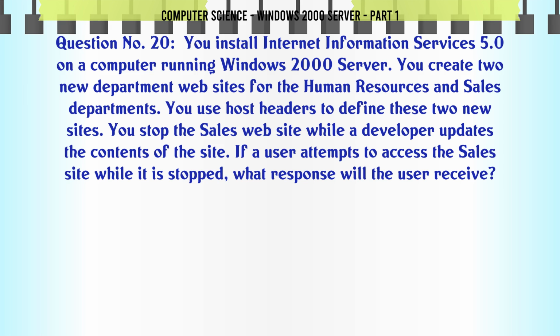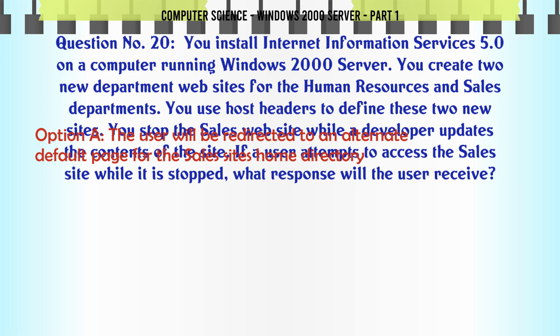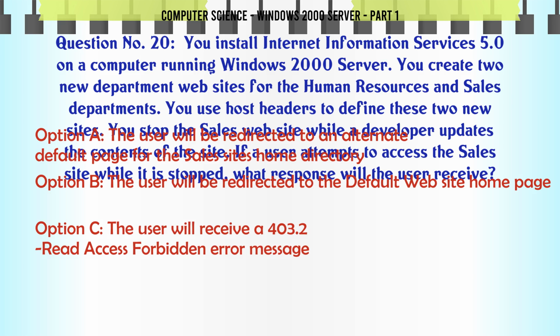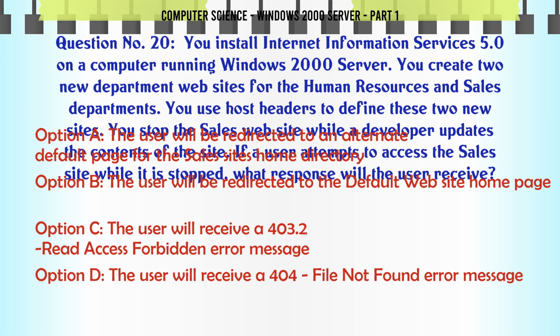You install Internet Information Services 5.0 on a computer running Windows 2000 Server. You create two new department websites for the Human Resources and Sales departments. You use host headers to define these two new sites. You stop the Sales website while a developer updates the contents of the site. If a user attempts to access the Sales site while it is stopped, what response will the user receive?